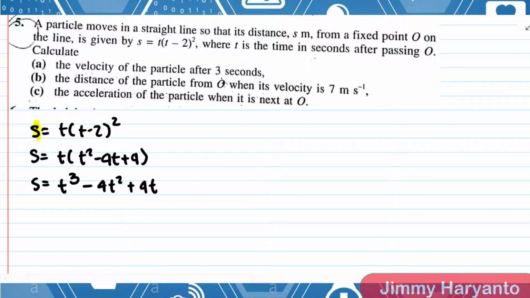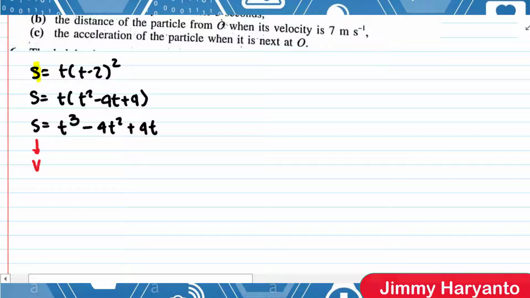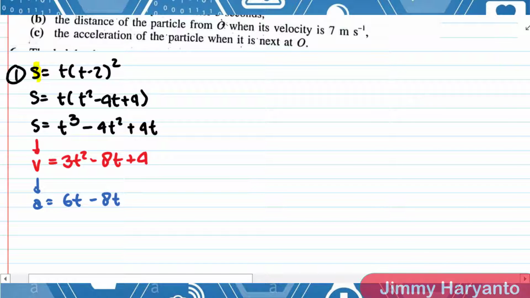Next is to find the v. v equals 3t squared minus 8t plus 4. And then the next one will be the acceleration. Acceleration is 6t minus 8. Okay, that is the first preparation.